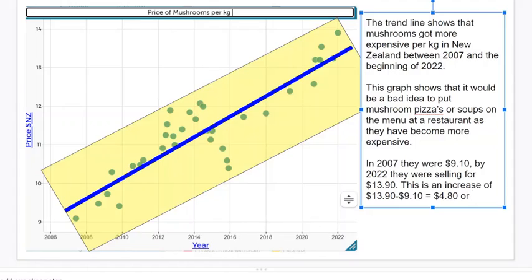Now that's quite a bit bigger than the, I think, overall increase in price for other things, I suspect, but we'd have to go and work them out. Okay, so that's how to do a trend line.